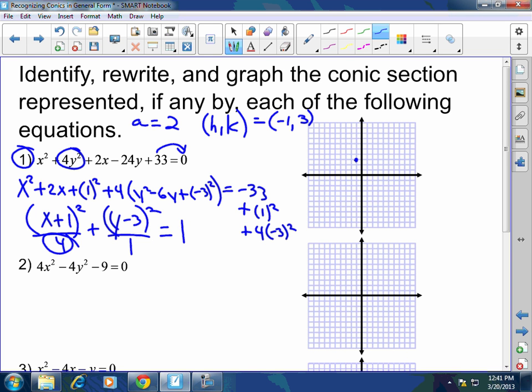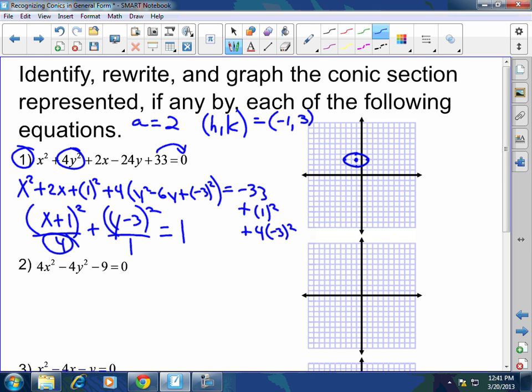Good job. So we're going to go to the right, 1, 2. To the left, 1, 2. What is my B? 1. So I go up 1. It's my co-vertex. Down 1. And boom, done.